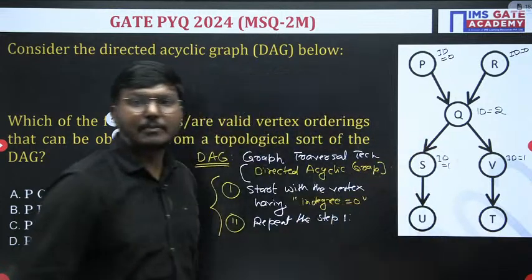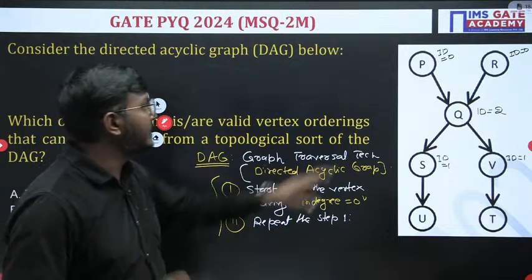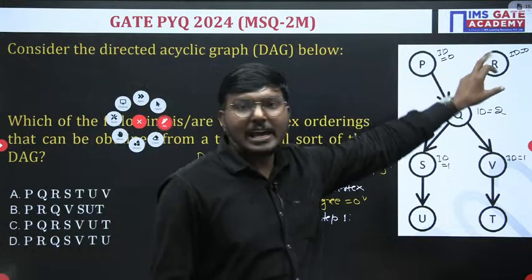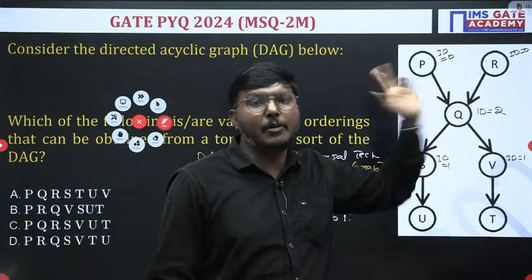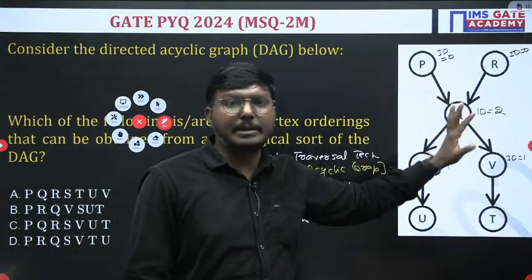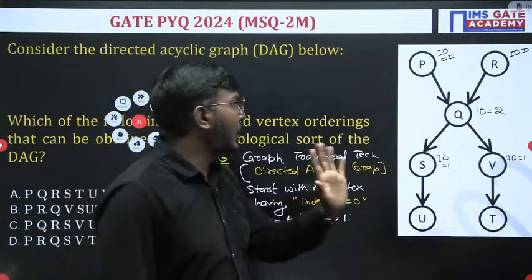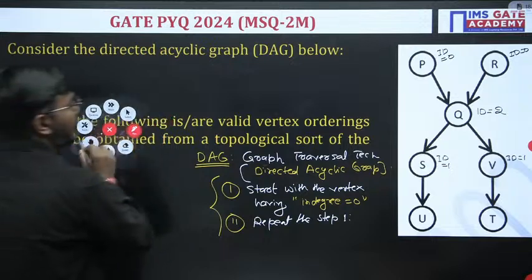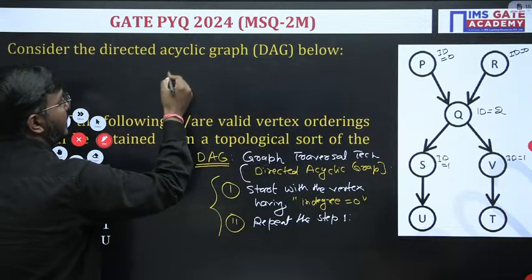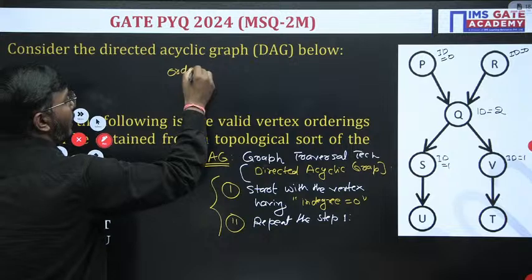But the algorithm starts from the vertex having in degree 0. So with P and R, I have only two options. Either I can visit P or I can visit R, in any order. Both orders are possible. Now let's assume I am starting with P. Here my DAG order is P.